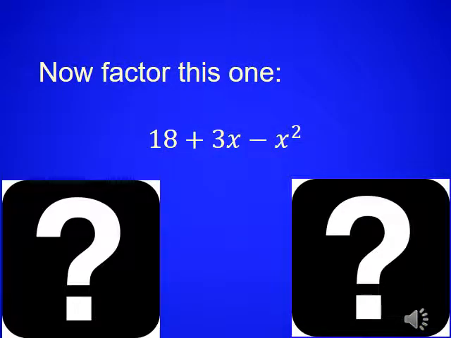The book assignment, where all of this is based from, has a bunch of problems that look like this, where it's basically written backwards. Here it says 18 plus 3x minus x squared, and you're supposed to figure out what to do with that. There's actually a couple of ways that you can do problems like this. I'm going to first of all let you look at it for just a second, and then we'll talk about both of the possible ways.